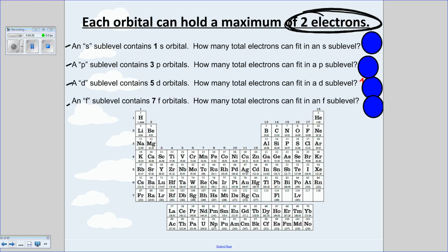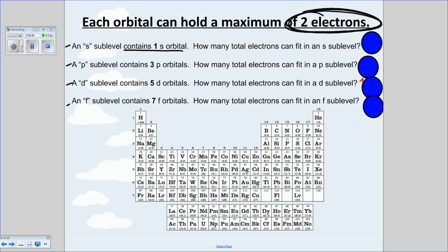sublevels, s, p, d, and f, have a certain number of orbitals. And these questions would have you ask, okay, if it contains one s orbital, how many electrons? But I prefer to think of it kind of the opposite. If I say how many electrons are in an s sublevel, then how many orbitals would I need? That's how I like to think about it.